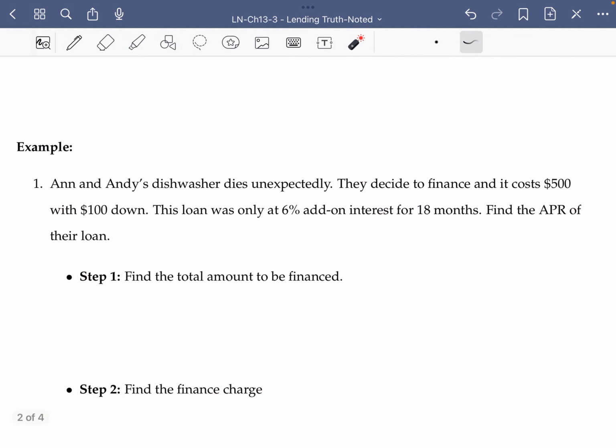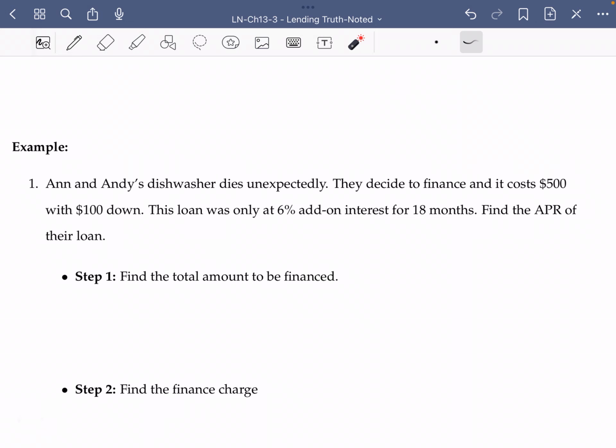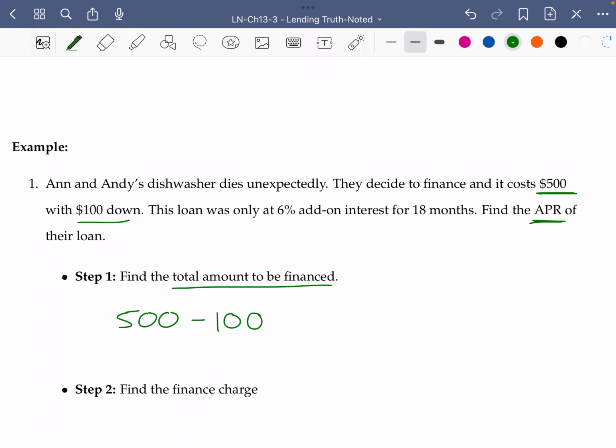All right, so let's look at an example. Ann and Andy's dishwasher dies unexpectedly. They decide to finance, and it costs $500 with $100 down. This loan was 6% add-on interest for 18 months. We want to find the APR of their loan. The process of finding this APR is, first you need to identify the amount to be financed. How much are we borrowing? The cost is $500, but we're not borrowing that full $500 because we have to pay $100 down. So we're only going to borrow $400. That's how much we are financing.